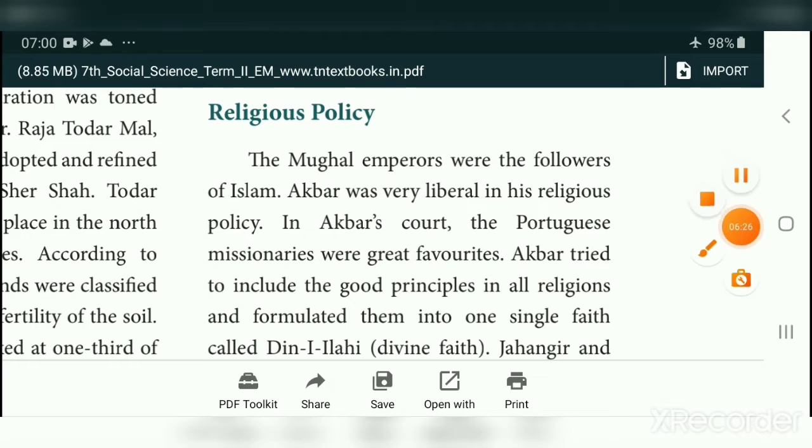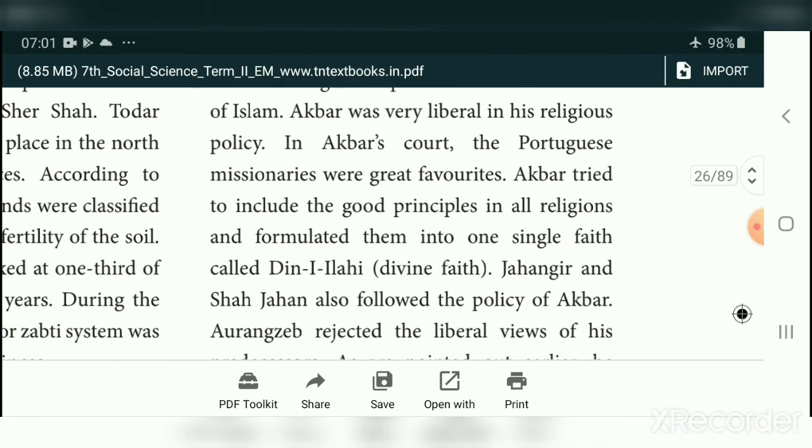Now we will see the religious policy of the Mughals. The Mughal emperors were followers of Islam. Akbar was very liberal in his religious policy. He was a tolerant person. He accepted all the religions. In Akbar's court, the Portuguese missionaries were great favorites.